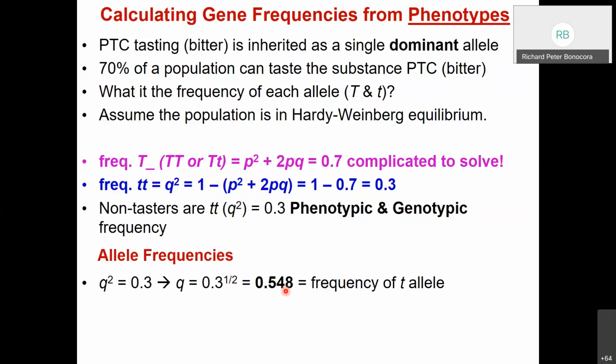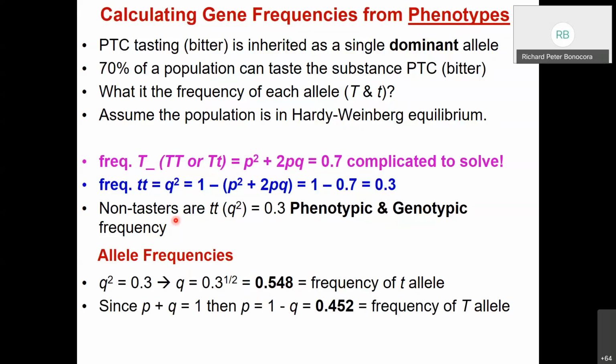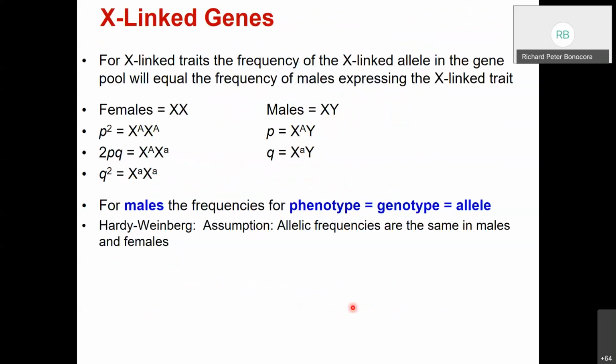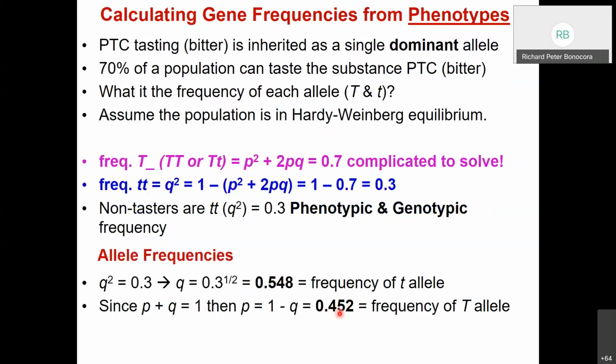And so the frequency of the recessive allele is 0.548. Now we can take this and plug it back in. Since we know p plus q equals 1, and now we've just determined what q is, we can figure out that the frequency of the p allele is 0.452. So this is a way to get down to these allelic frequencies when you're just given the frequency of one phenotype.